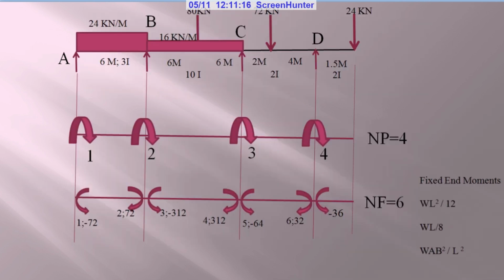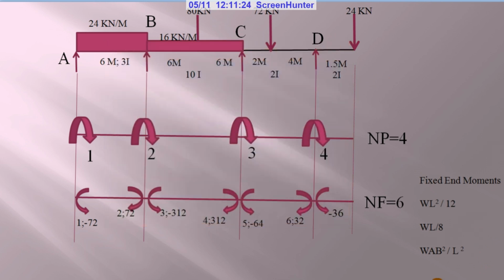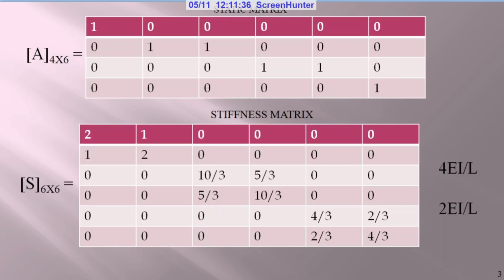And lastly, at fourth rotation, only one fixed end moment, number 6, is existing. So here at fourth rotation, that is row number 4, with columns 1, 2, 3, 4, 5 and 6, only this is the fixed end moment, rest all elements 0. So in this way, static matrix NP by NF has been formulated.